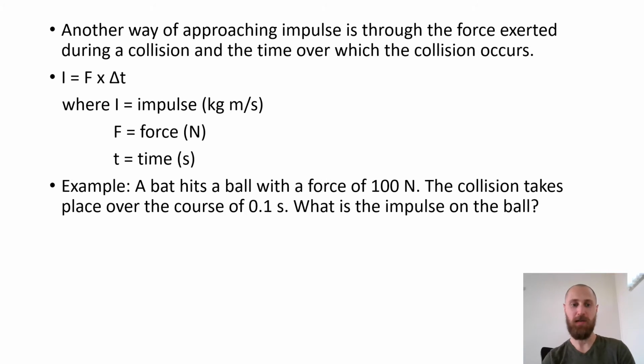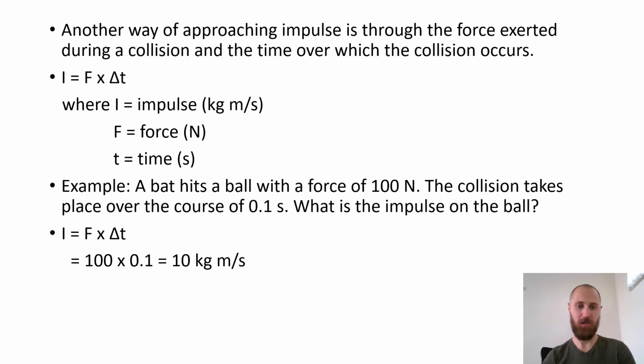So, quick example. You've got a bat, it hits a ball with a force of 100 newtons. The collision takes place over the course of 0.1 seconds. What is the impulse on the ball? It's a simple calculation question. We've got an impulse equal to force times time. Force is 100 newtons, time is 0.1 seconds. Multiply them together and get out 10 kilogram meters per second.